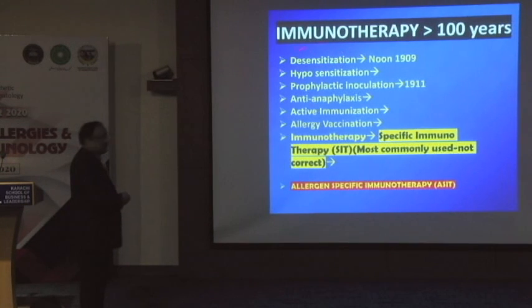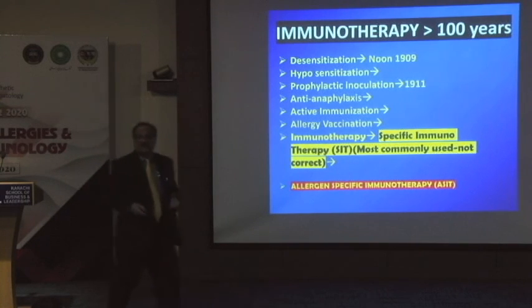immunotherapy's name has been changing at different times. Initially, it was called desensitization in 1909. Then they thought it is not desensitization; it is prophylactic inoculation, in 1911. But it changed to different names. The best name now is allergen-specific immunotherapy.